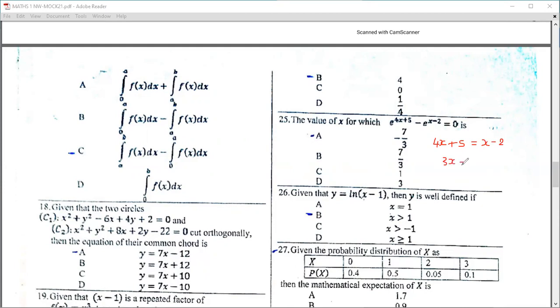So 3x will be equal to minus 2 minus 5, which is minus 7, right? So we divide both sides by 3, and x will be equal to minus 7 on 3.